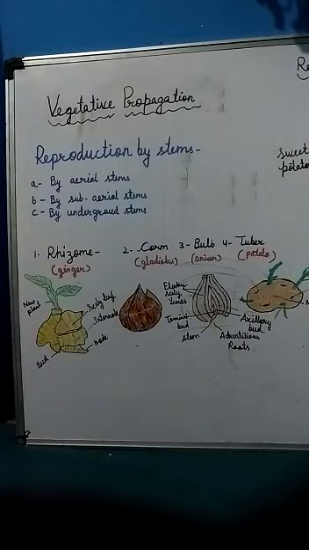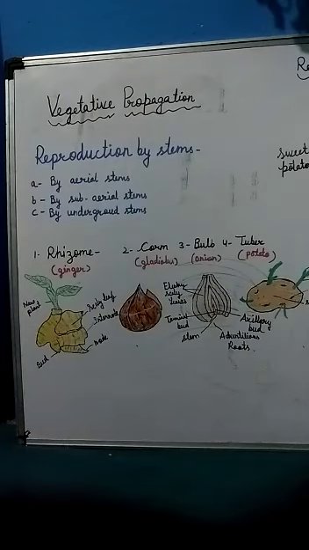Good morning class. So today we will be discussing vegetative propagation. Now, what is vegetative propagation? Vegetative propagation is the method of asexual reproduction occurring in all vascular plants. Okay? And it can occur by natural methods as well as by artificial methods.